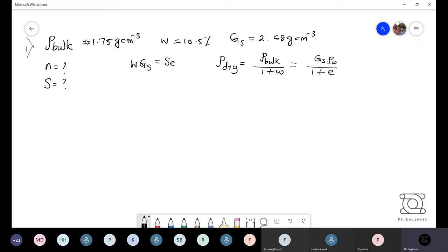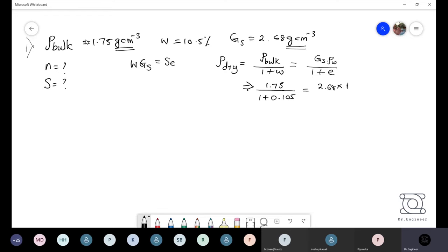The only thing is you have to keep this in mind. Typically these will be in our mind because of the standard Proctor test, which revolves around these equations. So rho bulk is 1.75 over 1 plus W. This water content you have to write in decimal places, not in percentage, so it is 0.105. That is equal to GS, 2.68, and rho W, we are now using gram per centimeter cube units.